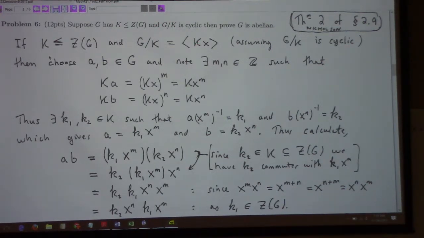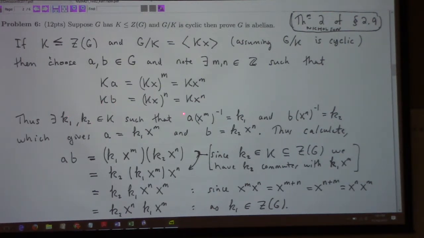Of course, K has to be normal. The fact that it's normal follows from the fact that it's a subgroup of Z of G, right? Anyway, choose a and b in G. My goal is to show that ab is equal to ba, that is, that G is abelian. First of all, there exist integers m and n such that Ka is equal to that and Kb is equal to that, because G mod K is cyclic, so it has a generator Kx. So there has to exist an integer m and integer n such that Kx to the m and Kx to the n is equal to Ka and Kb.